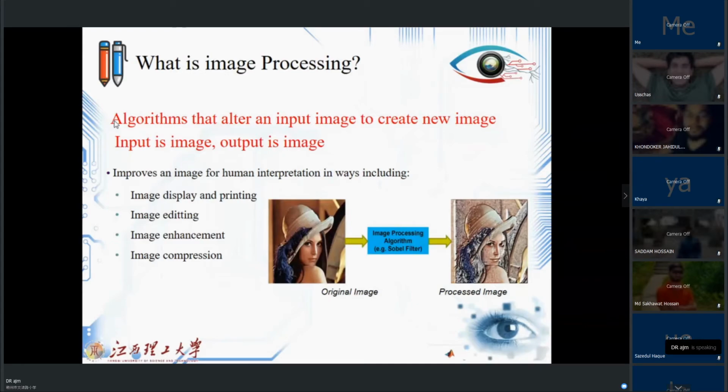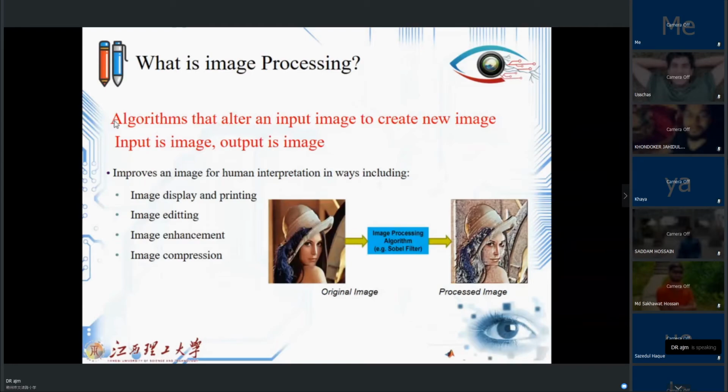Otherwise, she was not very famous. You can search about who Lena was and read some funny stories about this person. But the person who selected it was, I think, very knowledgeable, because the sample he took has become something like a standard to work with. First, we have this introduction about the figure. Then you will see image display and printing, image editing, image enhancement, and image compression that we will do.